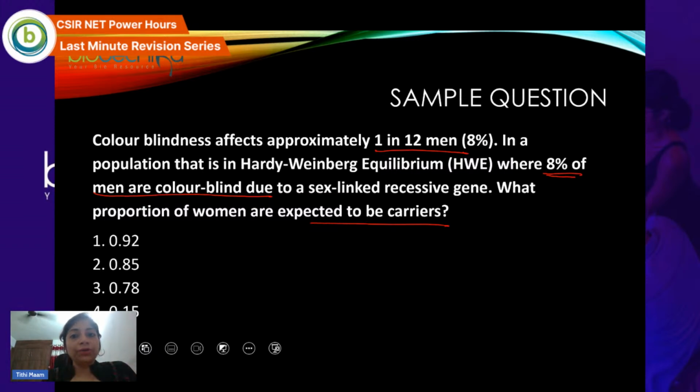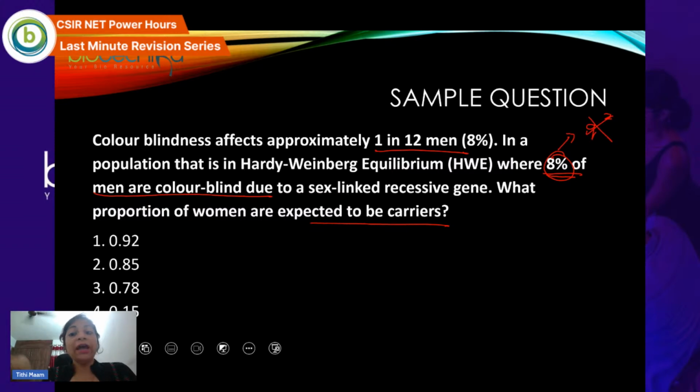So I just told you that you have to look for the recessive phenotype. Color blindness is a recessive phenotype. Okay, so this 8% that is given, is it q or q squared? If we go by the previous question, then 8% becomes q squared, right? But this is wrong. Why?